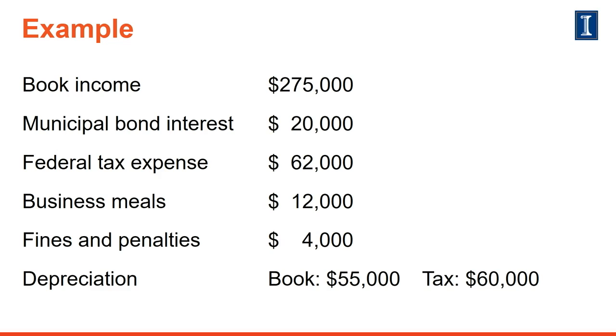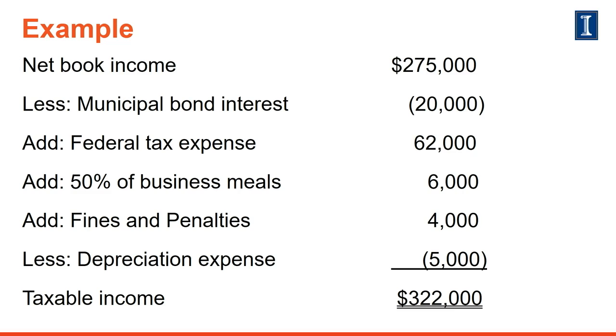Assume that Illini Inc. reports income for financial reporting purposes of $275,000. Included in this amount, however, are municipal bond interest income, as well as expenses incurred for federal income tax expense, meals and entertainment, and regulatory fines. Also assume that depreciation expense was $55,000 for book purposes and $60,000 for tax purposes. To determine taxable income, Illini Inc.